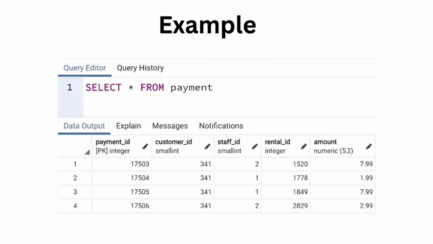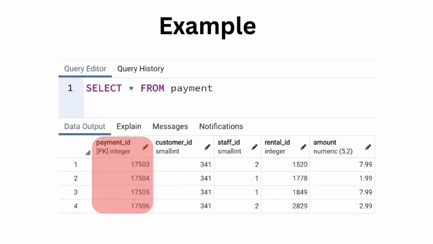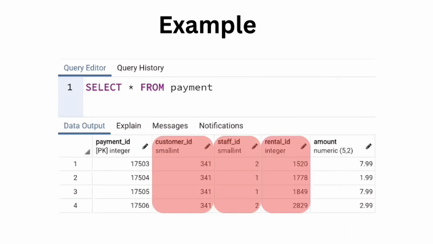So for example, let's check out and grab a subset here from the payment table. Technically we're grabbing all the columns, but the screenshot only shows a subset. Notice that for the payment table, we have this payment ID, and pgAdmin lets you know that it's a primary key because it has PK there. So we have this payment ID, which is a unique identifier for every single payment row. However, you'll also notice that we have other IDs. These other IDs are foreign key references.